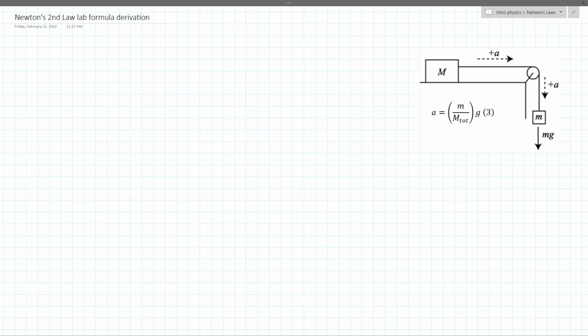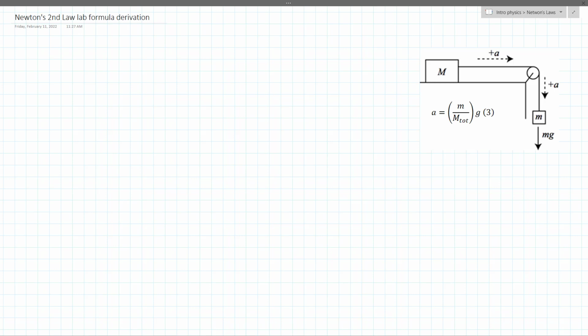In this video, I will derive the formulas that we use in Newton's second law lab. So this is the formula here. We have the acceleration, which is equal to mass, this is the suspended mass, over the total mass, which is the sum of these two masses, times little g. So how do we get to this conclusion?